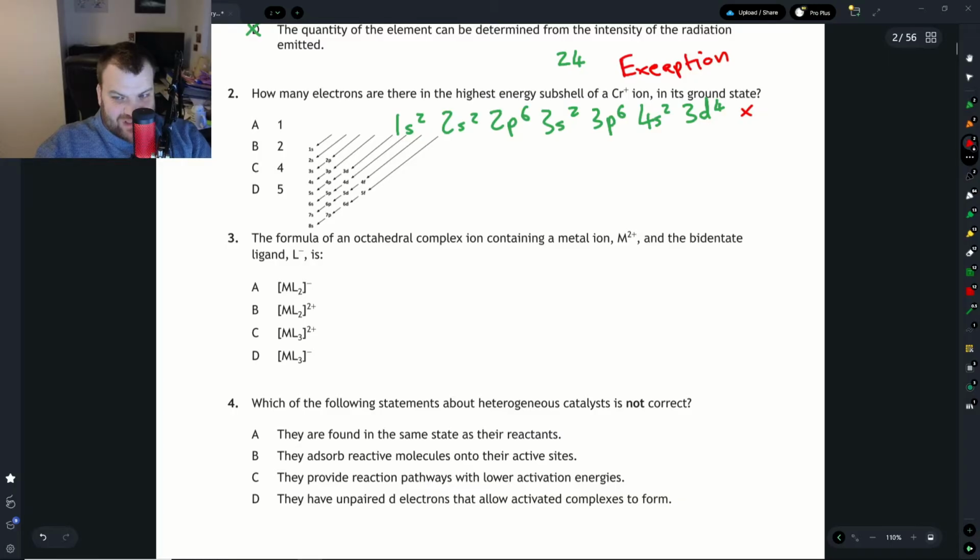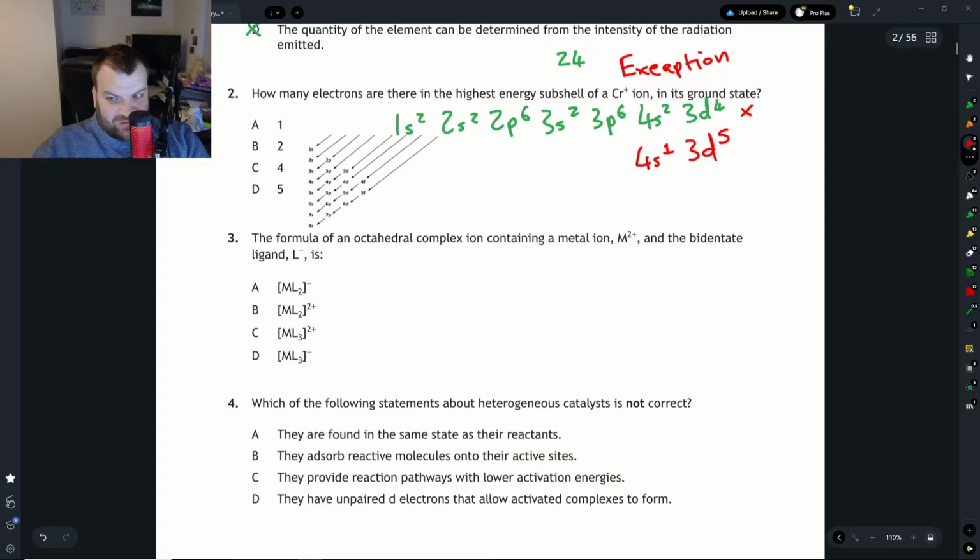This is because instead of having 4s2, 3d4, which would be a full s orbital and nothing of the 3d, we would instead have 4s1, which would be a half-filled shell, and we'd have 3d5. We lose the 4s before the 3d. So when it becomes a 1 plus ion, we have lost our 4s electron, which leaves 5 electrons in the 3d. That would make our correct answer D for number 2.